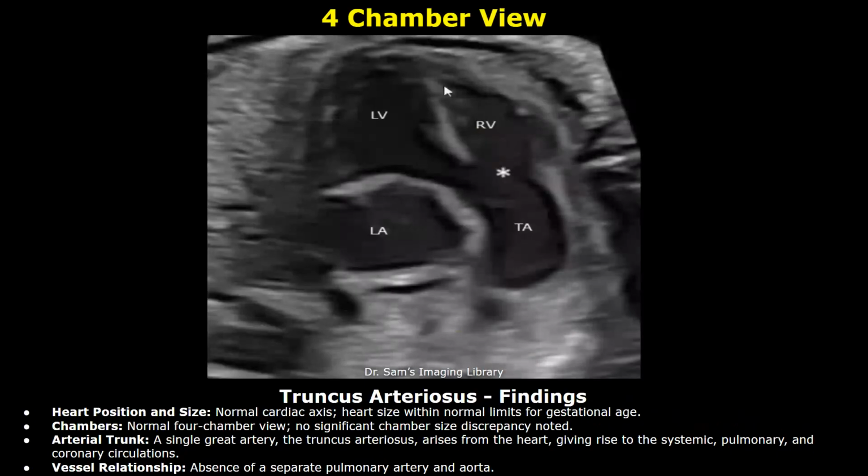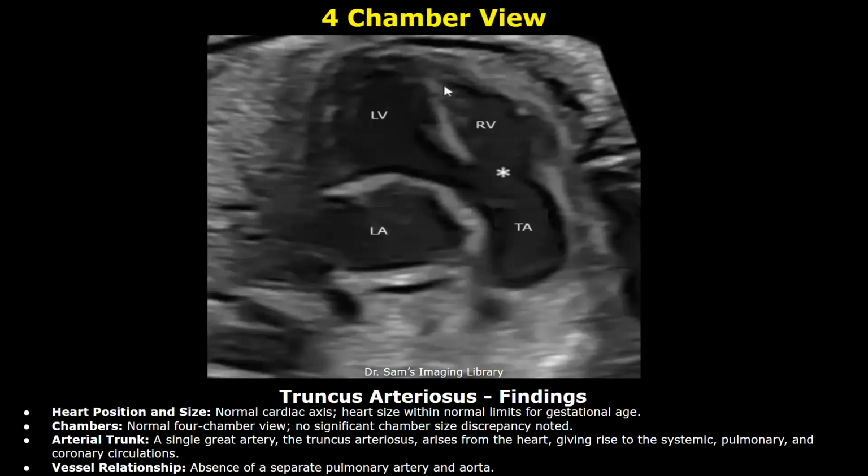This is a report of Truncus Arteriosus. These are the findings. The heart size and position are normal. Normal four-chamber view. No significant chamber size discrepancy noted.